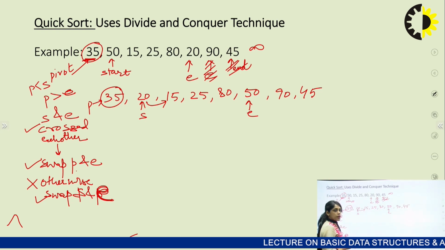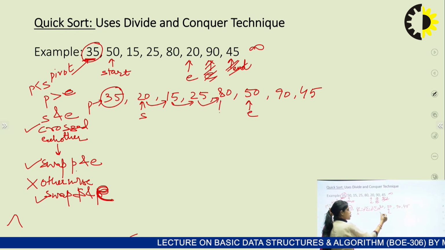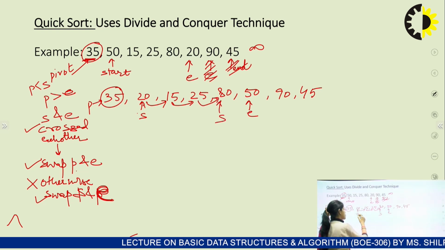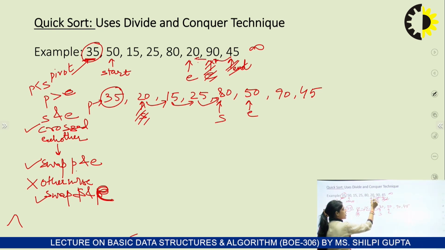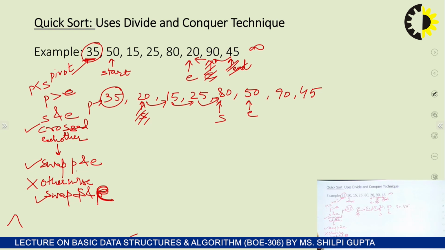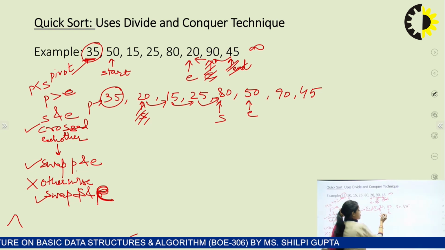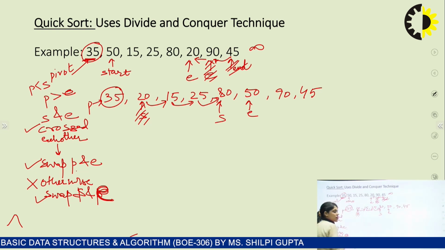15 less than 35. We will again move forward. 25 less than 35. We will again move forward. So we have S over here. As we have moved it like this, in the end, here we have moved the start. Now, start is here because 80 is greater than 35. We found that element which is greater than pivot.